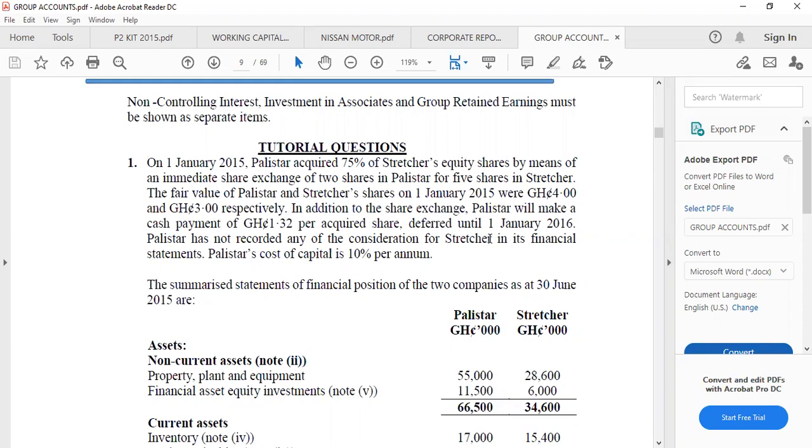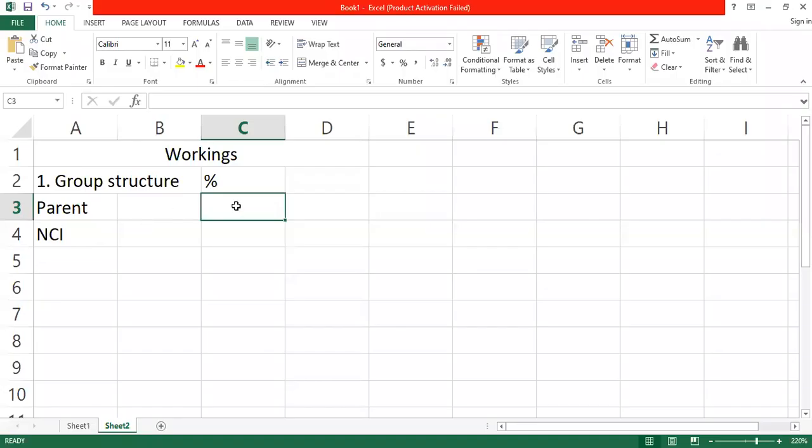All right. But let's look at the reporting date. What is the reporting date here? 30th June 2015. So what is the post-acquisition period? 6 months, isn't it? All right. Let's move on. Right now we can go and put our group structure there. 75% against what? 25%. Then you can total it and put your 100 there.